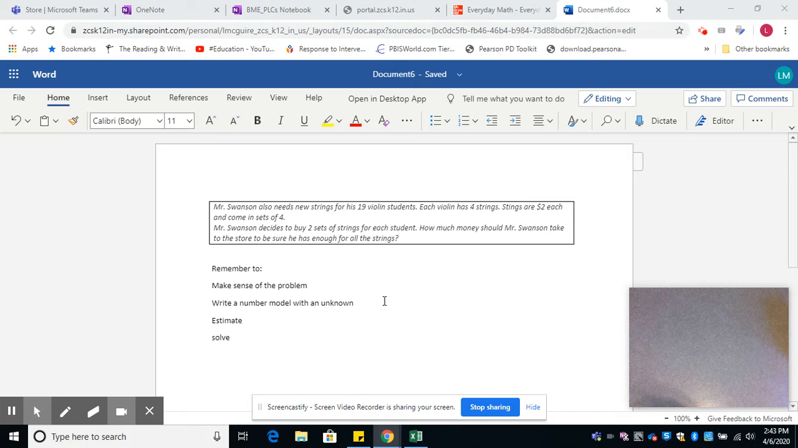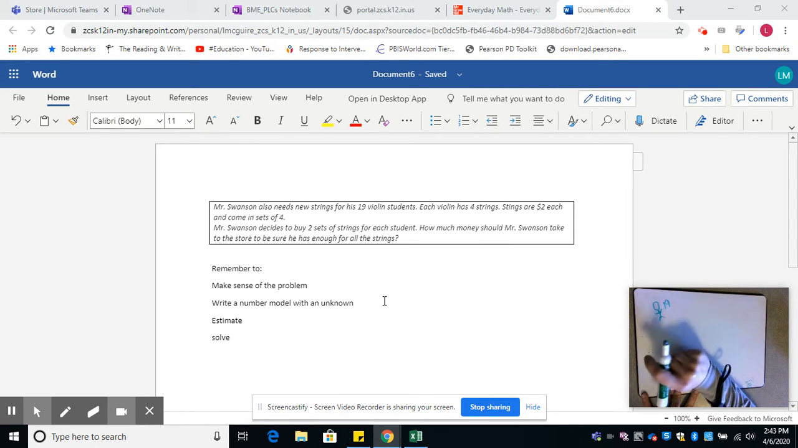All right, friends, so I hope that you've tried it on your own and you're ready to check your thinking with me. Okay, so we've got Mr. Swanson. He needs strings for his 19 violin students. So I'm going to go ahead and just draw a person here and label that 19. Each violin has 4 strings, and strings are $2 each. So I'm just going to do 4 here, and each of those are $2.